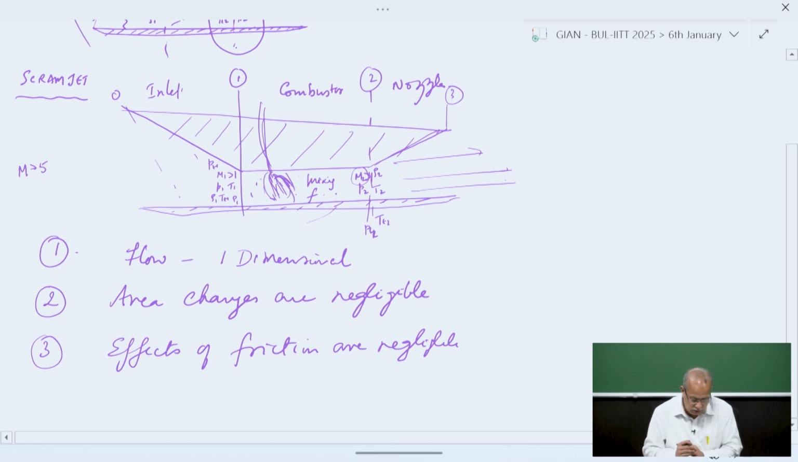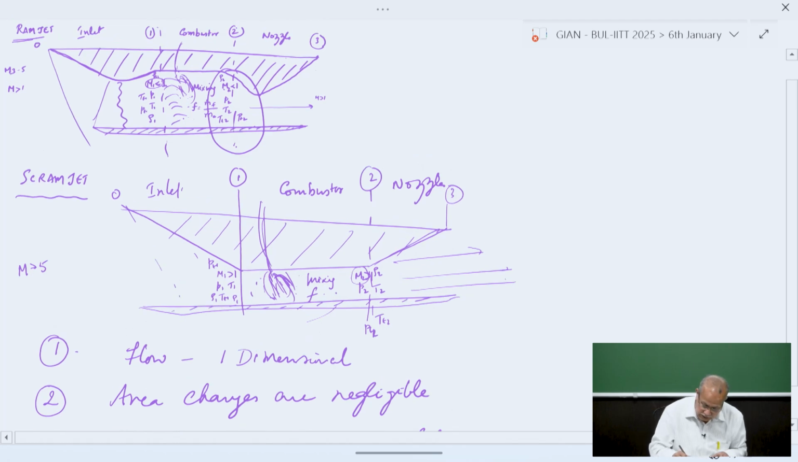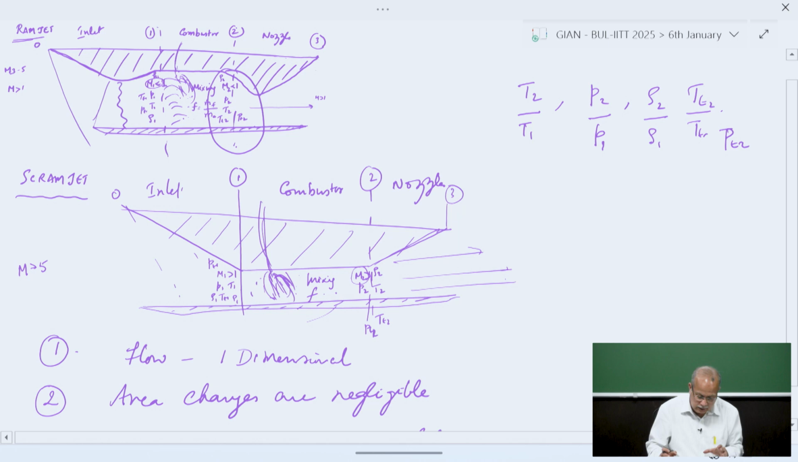Under these assumptions, we are going to propose a theory so that we could understand how the exit properties T2, P2, ρ2, TT2, and PT2 are going to change. Or in other words, what is the ratio of these properties? So these are the things which we are interested in calculating. To calculate this, we need to have some form of a theory. To arrive at this theory, we have to make some basic assumptions for a model.